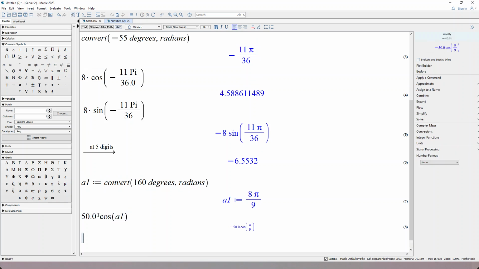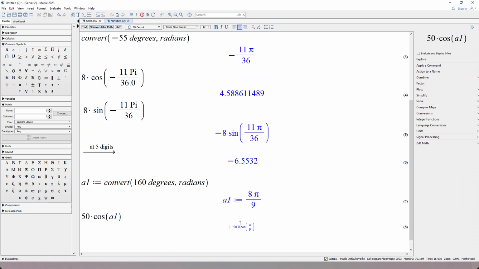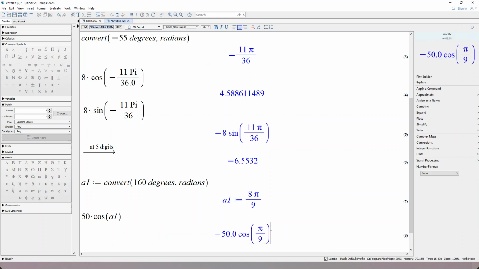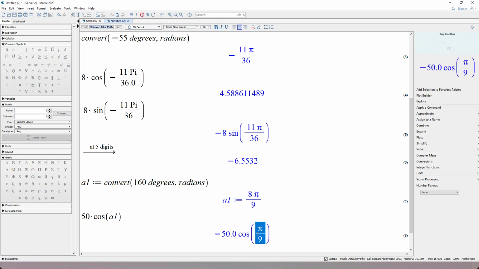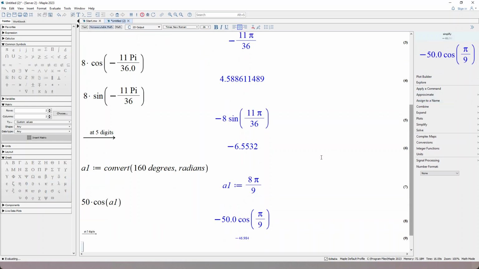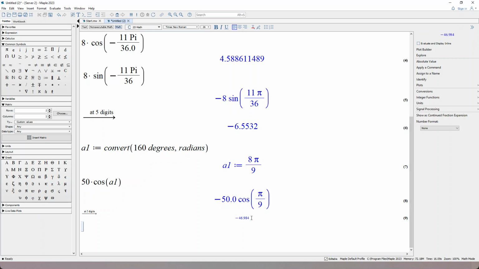Nope, it's not going to do it. Well, then I'm going to have to do the approximation thing, which is fine. I'm just making this larger so you can see it. There we go. I don't like how small the outputs are. I know there's a way to change it, but there we go. So it says it's negative 46.984.